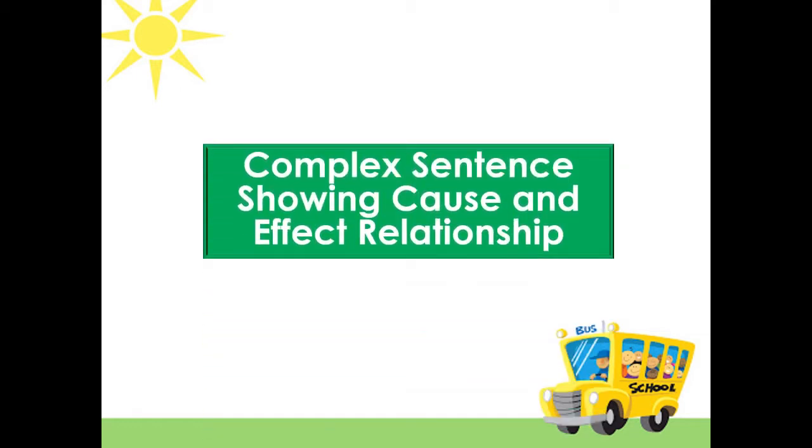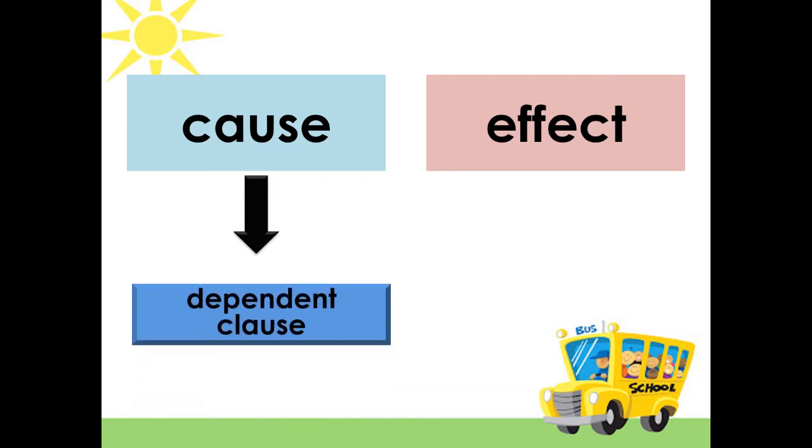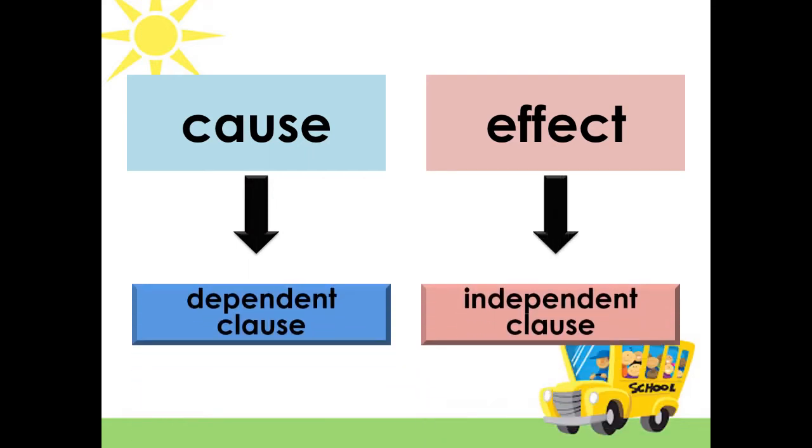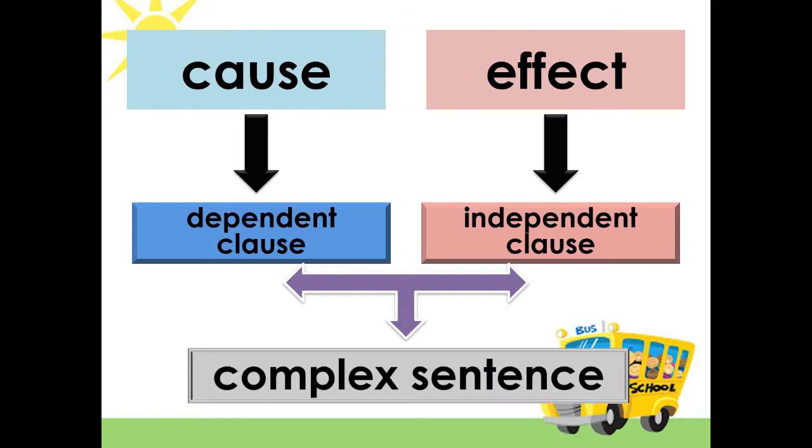An illustration in a complex sentence showing cause and effect relationship. Cause is the dependent clause, while effect is the independent clause. One independent clause and at least one dependent clause, together, we can form a complex sentence.